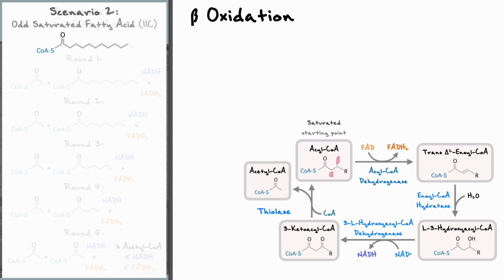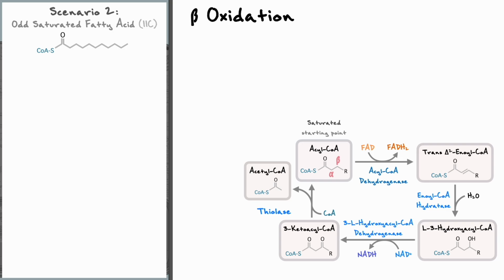Now, in the second scenario, let's consider the degradation of a saturated fatty acid that has an odd amount of carbons, for example, 11. For the most part, the fatty acids that we consume and are produced in our body will have an even amount of carbons because the synthesis is performed in rounds of 2 carbon additions, but odd-chain fatty acids can be found in some fish and plants.